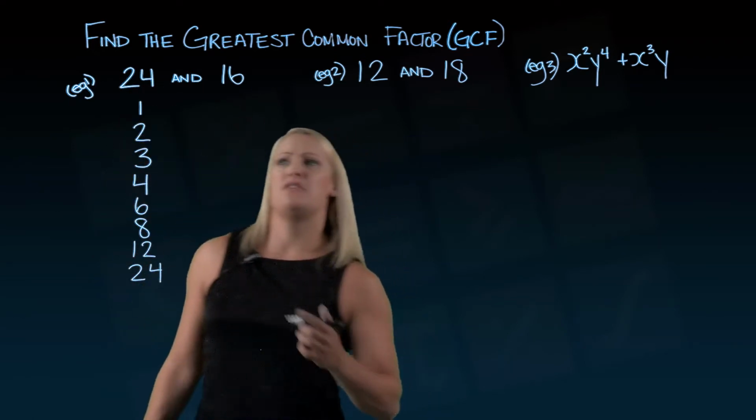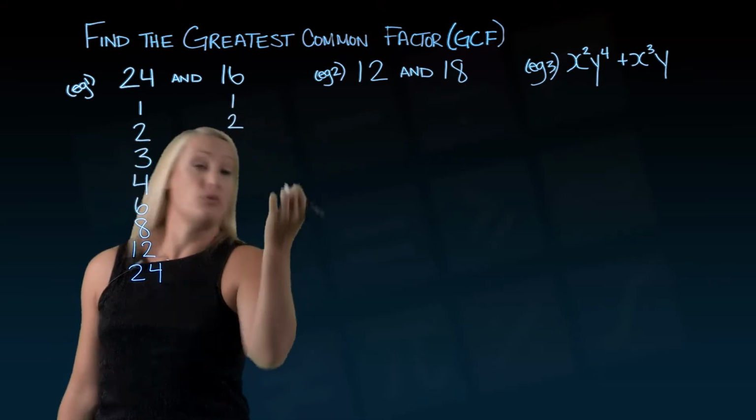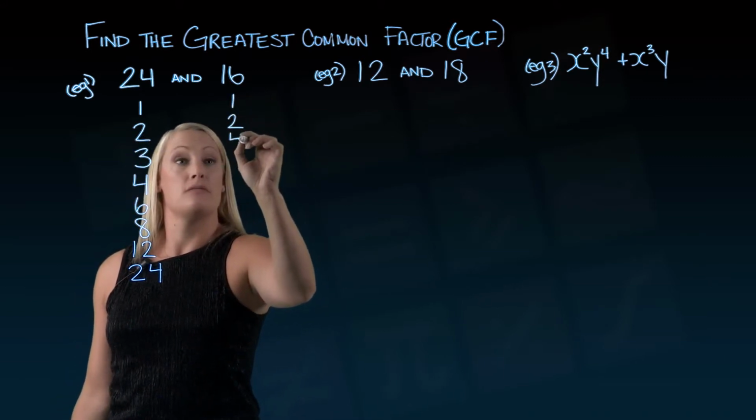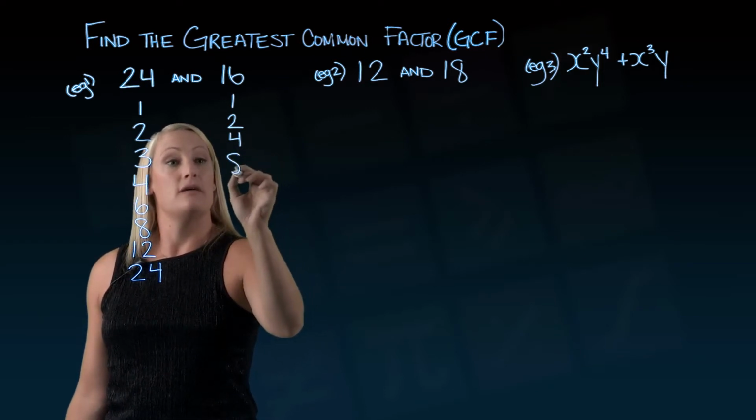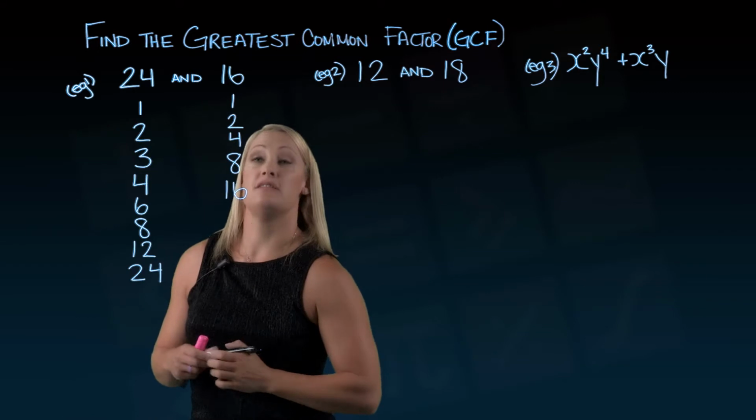Let's do the same for 16. So 1 goes in, so does 2. 3 doesn't, but 4 does. 8 does. And 16. So those are the numbers that will divide evenly into 16.